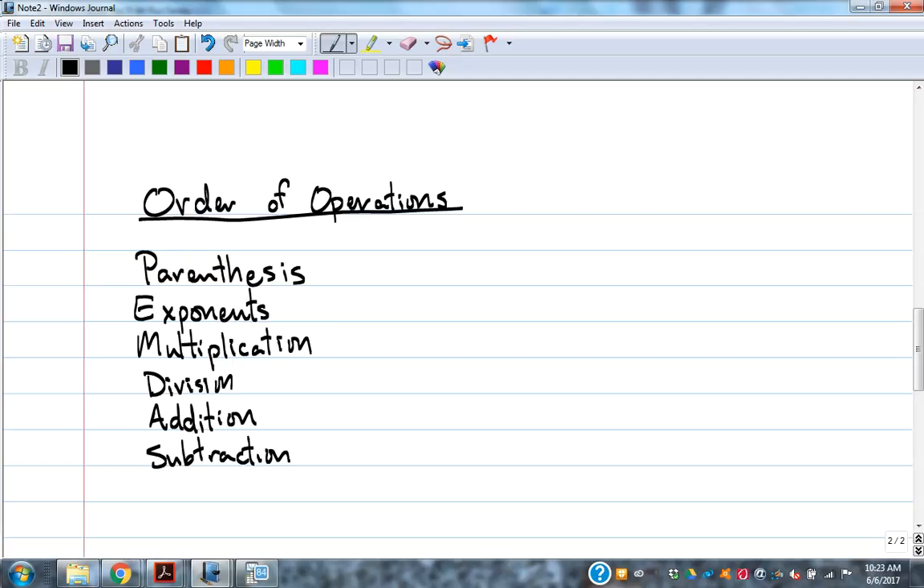Keep in mind that all of these should be followed left to right. Okay. We tend to emphasize that on multiplication, division, and addition, subtraction, but technically all of them should be followed left to right. So we're looking left to right through a problem and following that order of operation. We take care of all the parentheses left to right, then take care of all the exponents left to right. Multiplication and division happen together.